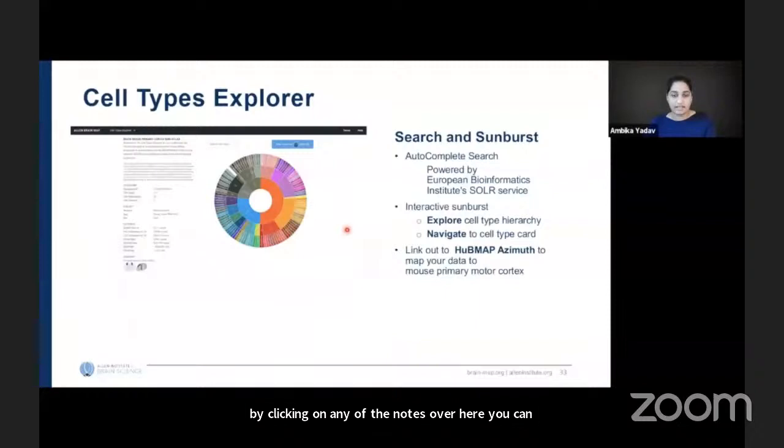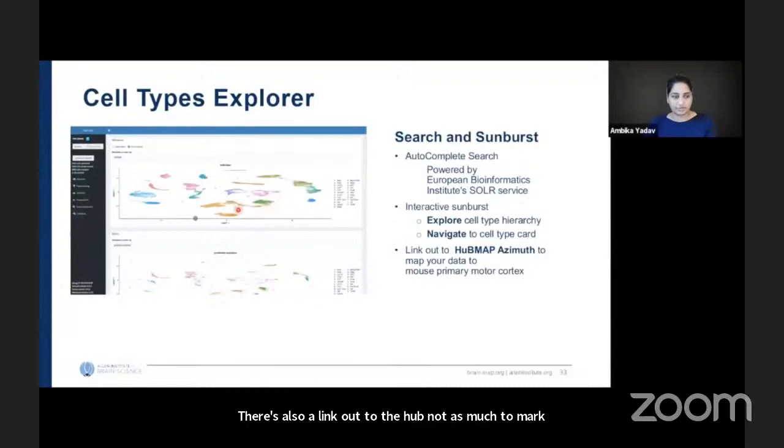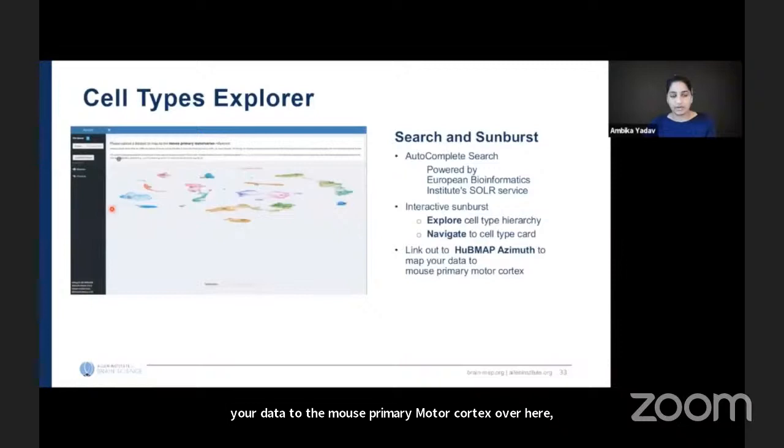There's also a link out to the HuBMAP Azimuth to map your data to the mouse primary motor cortex over here. You can go ahead on this tool, map your data, and then look at the cell plots and feature plots.